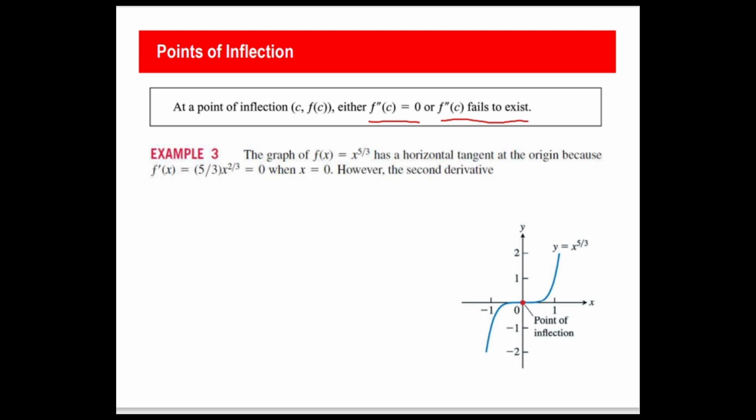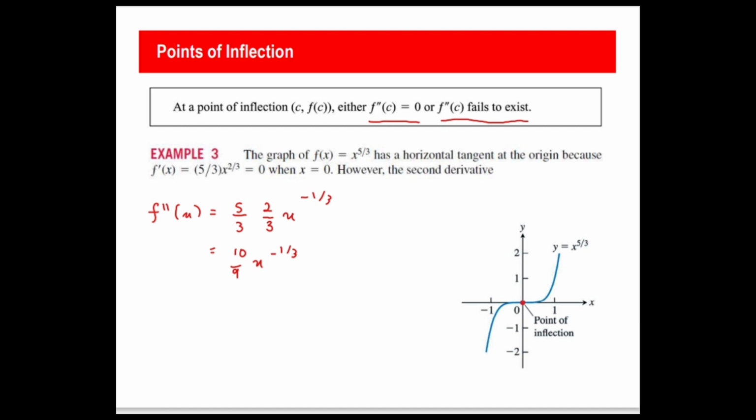However, the second derivative, let us find it together. We have f double prime x is equal to 5 over 3 times 2 over 3, and then we have x to the power of 2 over 3 minus 1, that gives us negative 1 over 3. So we can simplify this to get 10 over 9 x to the power of negative 1 over 3. This fails to exist when x is equal to 0. It is undefined when x is equal to 0.